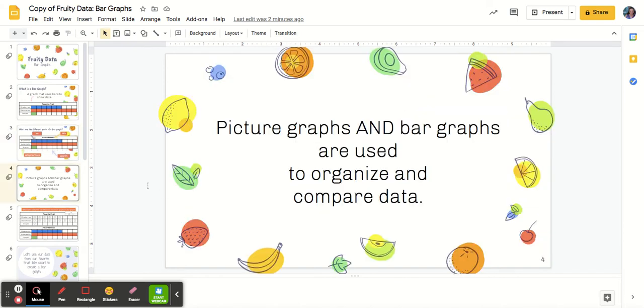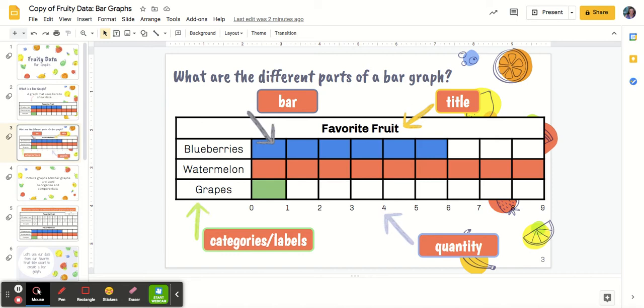Okay. So, picture graphs and bar graphs are used to organize and compare data. And when we say compare, that means we can look at 2 or 3 different categories and see how they compare to each other. So, in this case, grapes has a much smaller amount of votes than maybe watermelon or blueberries. And we see that watermelon, by a long shot, has a much higher vote than the rest of the categories.